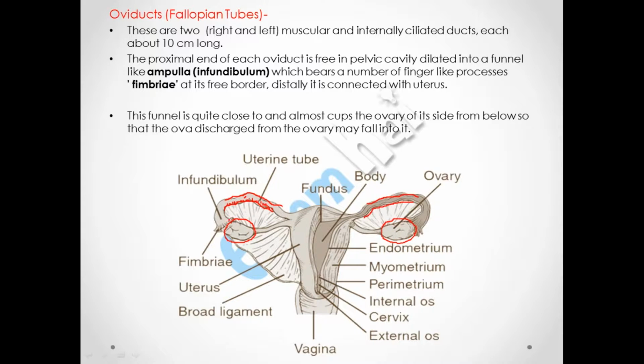First of all, we will discuss the structure of the fallopian tube. From the proximal end you can see it has a funnel-like structure, which is also called the ampulla or infundibulum, and it bears finger-like projections called fimbriae. This funnel-like structure forms a cap-like structure over an ovary. So whenever ovulation takes place inside the ovary, the ova discharge into the fallopian tube easily. And the distal end, as you can see in the diagram, is connected to the uterus.